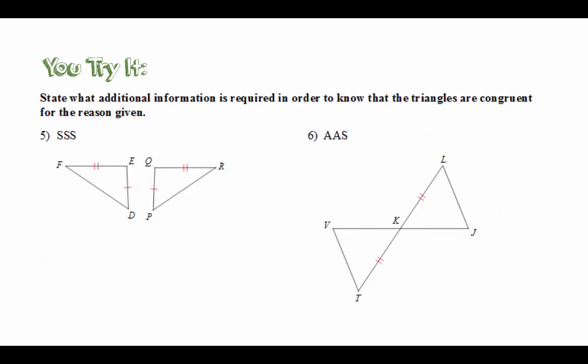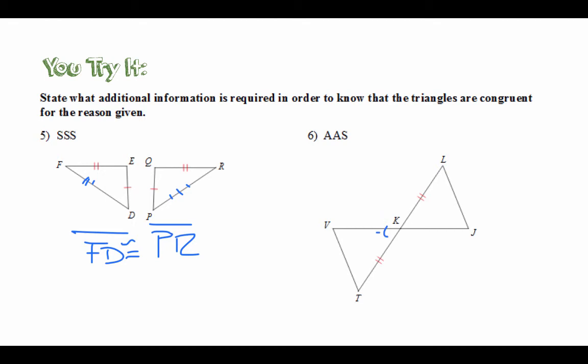These next ones are a little more complicated because we have to state the reason given. Now, when we look at that first one, they want us to get side, side, side. So we need to be able to identify that these two hypotenuses, or what look like hypotenuses, we don't know if those are actually right triangles, right, are there. So we need to be able to write FD is congruent to PR. Once we do that, we're all set.